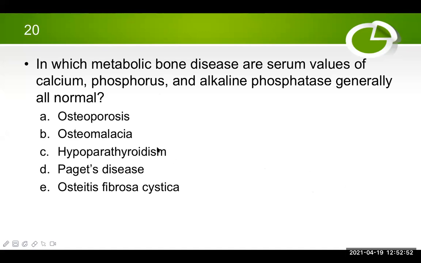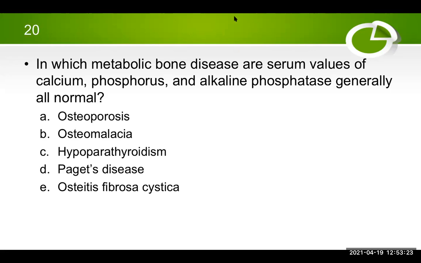Now let me ask some other question before we discuss the answer here. What is this last one? Osteitis fibrosa cystica. Sir, it occurs in chronic renal diseases, sir. Very good. Excellent. It is one of the complications of CKD. This is seen in chronic renal failure or chronic kidney disease. And this is also known as secondary hyperparathyroidism.